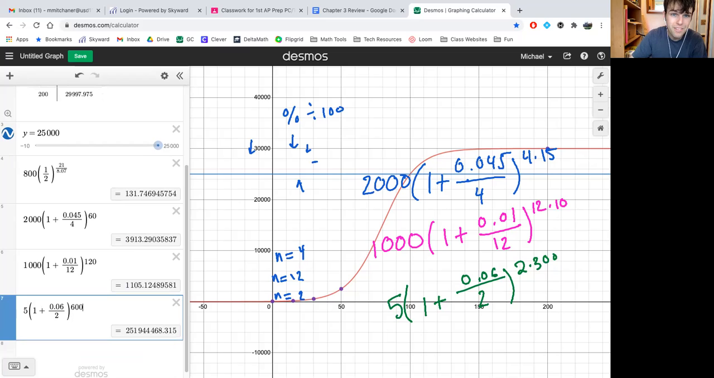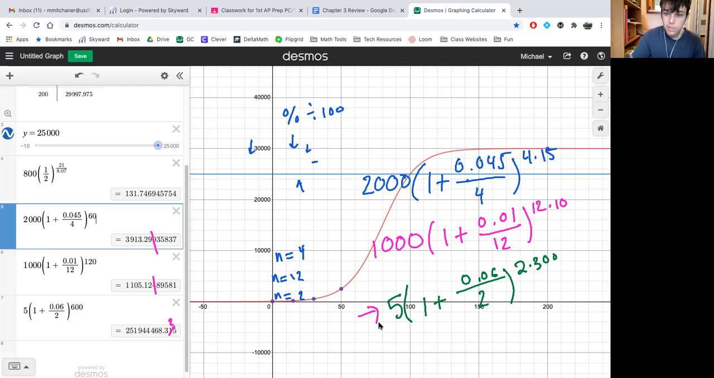Keeping in mind we are rounding for money here. So our first answer is right there. Cut it off at 2 decimal places. $3,913.29. This one here is $1,105.12. Yeah, no rounding up. Here we have $251,944,468.32. We'd have to round that up. So there we go. This one was the most. Small investment, but a very long period of time.